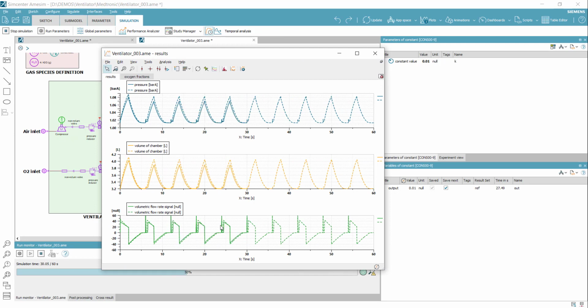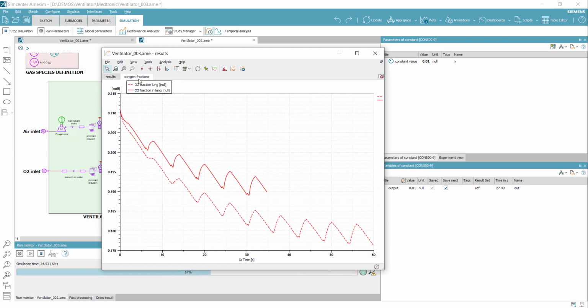Do an automatic update, so you can see these are the same, but if we now look at the oxygen fractions, they're much higher than the original. So now we can adjust the control system to allow the oxygen control valve to provide the correct amount of oxygen to these patient lungs.